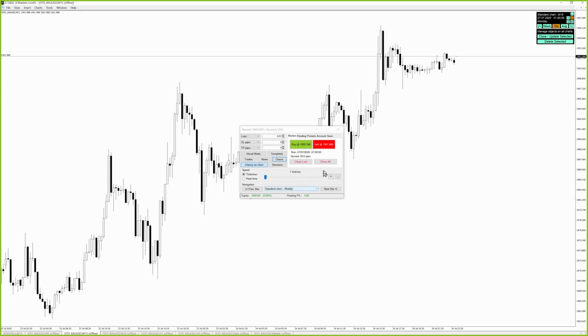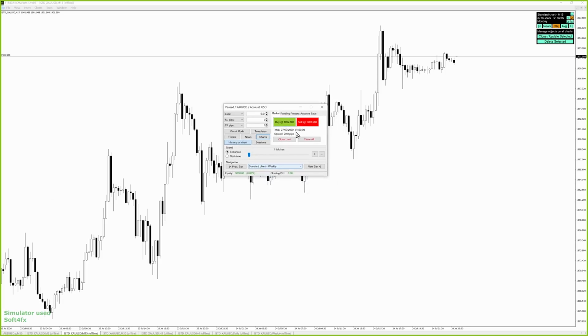For people who haven't used simulation here, I'm going to put the name right over here. It's going to be the simulator used soft for FX. This is the simulator being used at the bottom right here. Whenever you see time right here, it says 100 hours. This is at 6 p.m. Eastern, right? You have to remember this, 6 p.m. Eastern.